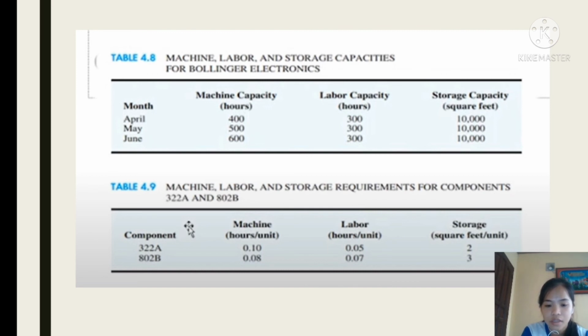From Figure 4.6, the optimal solution to the Bollinger Electronics production scheduling problem, Table 4.10 contains a portion of the managerial report based on the optimal solution. Consider the monthly variation in the production and inventory schedule shown in Table 4.10. Recall the inventory cost for component 802B is one-half the inventory cost for component 322A. Therefore, as might be expected, component 802B is produced heavily in the first month, April, and then held in inventory for demand that will occur in future months. Component 322A tends to be produced as needed, and only small amounts are carried in inventory.